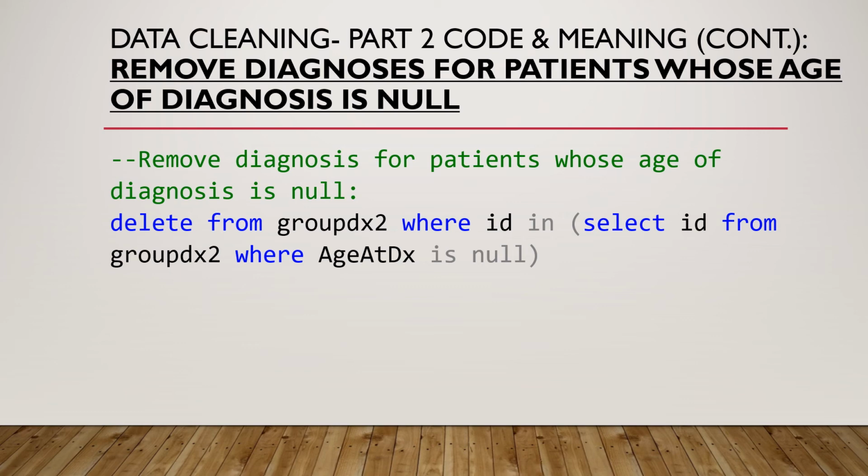Then we remove diagnoses for patients whose age of diagnosis is null. So delete from group diagnosis 2 where ID and select ID from group diagnosis 2 where age at diagnosis is null.